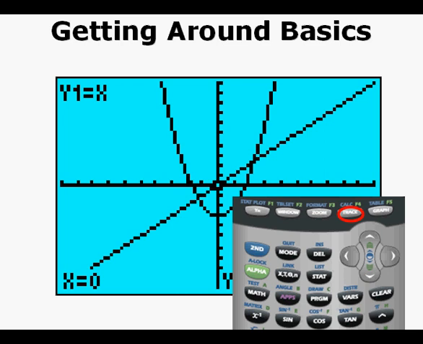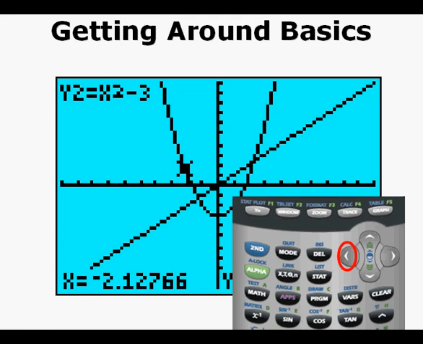When we press trace, the cursor is blinking at the origin or point 0, 0. And we see in the upper left corner the function y1 equals x, and that is the function that trace is set to evaluate now. Now if we press the up arrow key on the keypad as shown, we see at the upper left that the trace is evaluating now y2 equals x squared minus 3. We also see the cursor blinking at the bottom of the parabola.